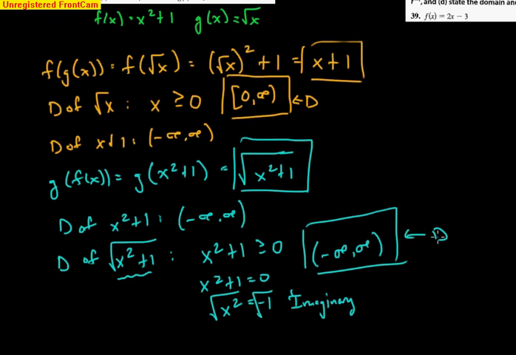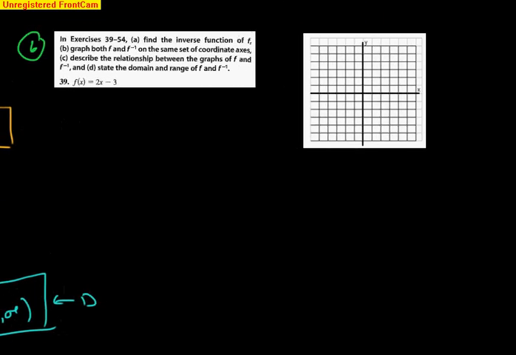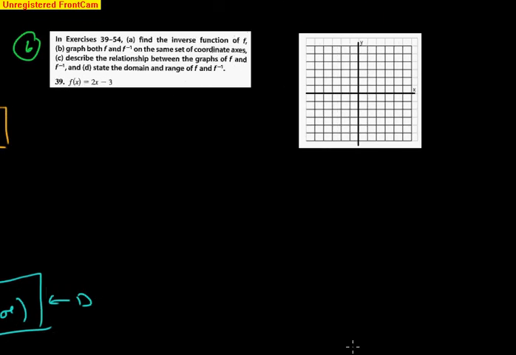With the domain inside function first, then the overall result second. Okay, and the last problem here. Look at number 6. We're going to find the inverse of this function, and this function is f of x equals 2x minus 3. We're going to find it algebraically and then graph them together.